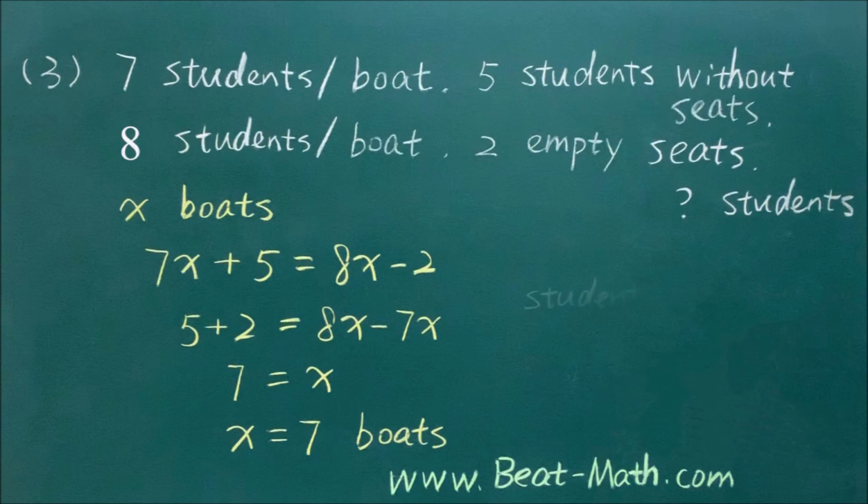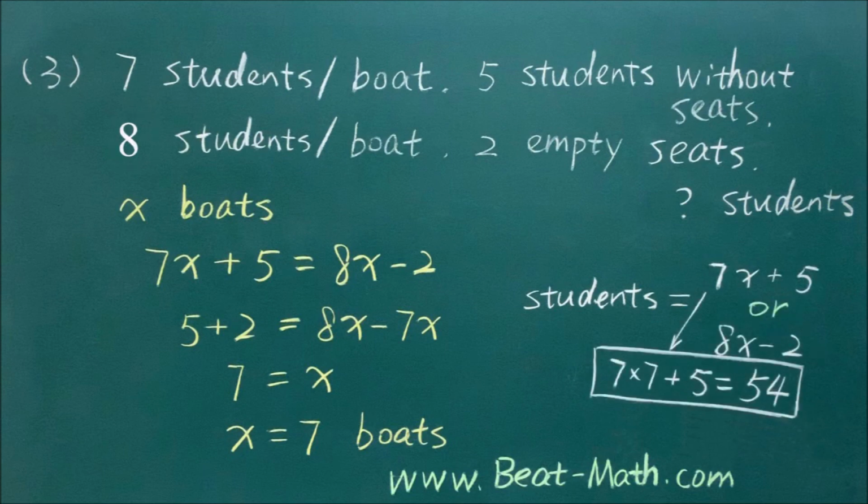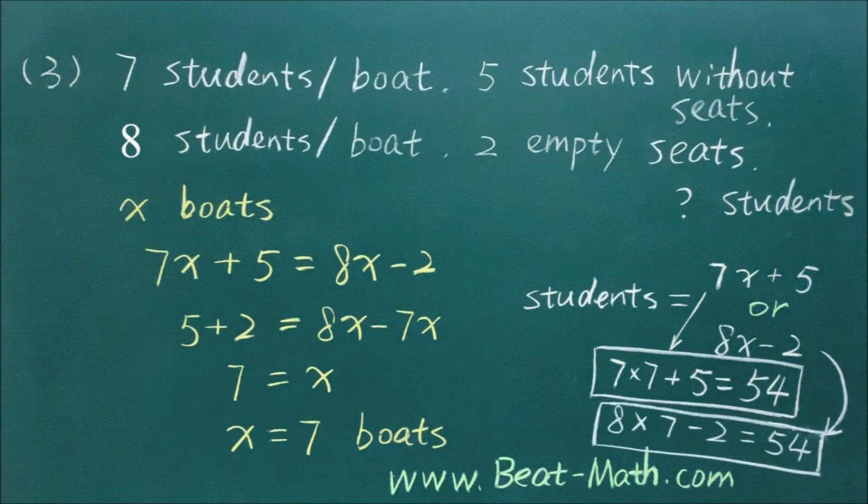Now, to get the number of students, we plug x into either 7x plus 5 or 8x minus 2. 7 times 7 plus 5 equals 54, and also 8 times 7 minus 2 equals 54. So there are 54 students.